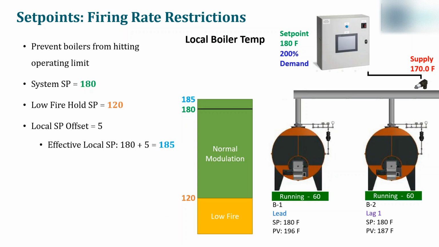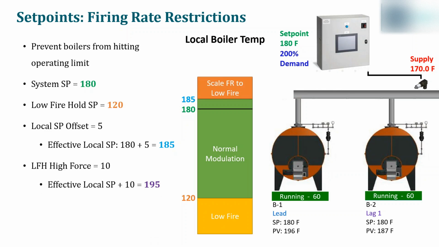Now, we've also set up a local set point offset of 5 degrees, okay? So that means that we take our local set point of 180, we add the local set point offset of 5, and now we have an effective local set point of 185 degrees. That means we've kind of expanded our normal modulation range from 180 up to 185. This becomes important when we start to talk about the low fire hold high force value.